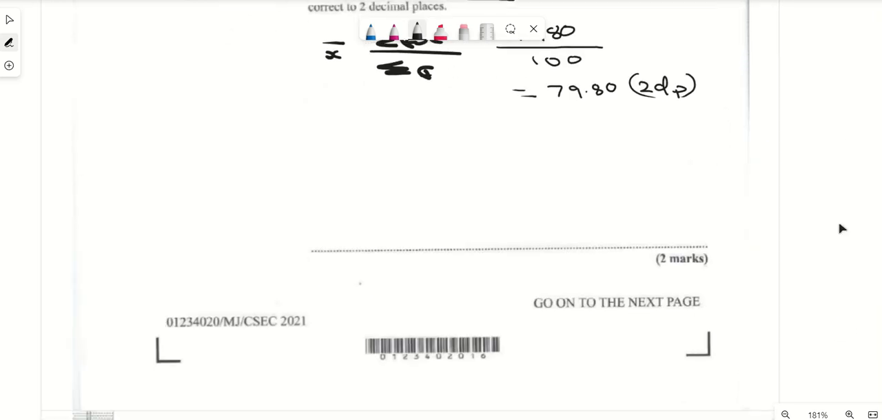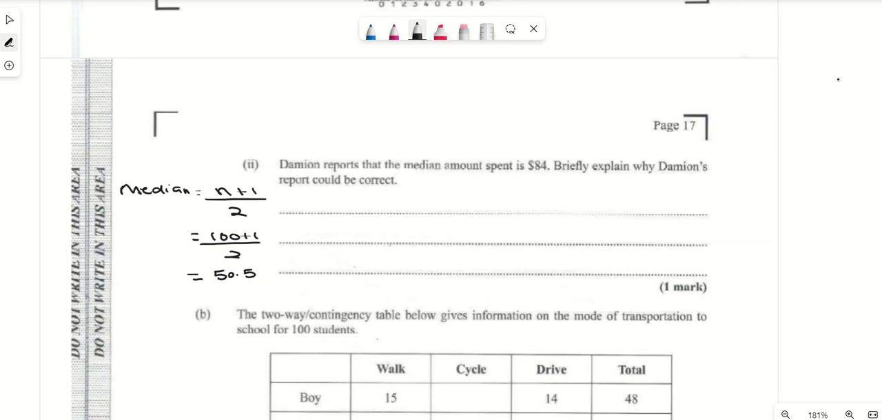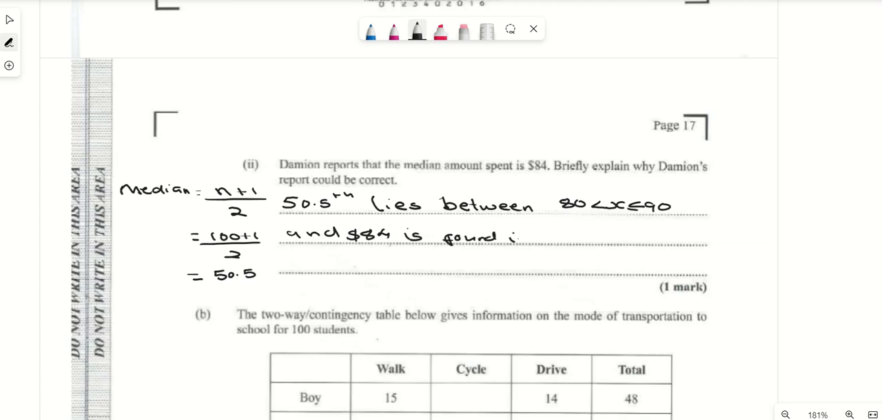So then we're going to write that statement that your 50.5 lies between 80 to 90, and $84 is found in that range. 80 to 90.